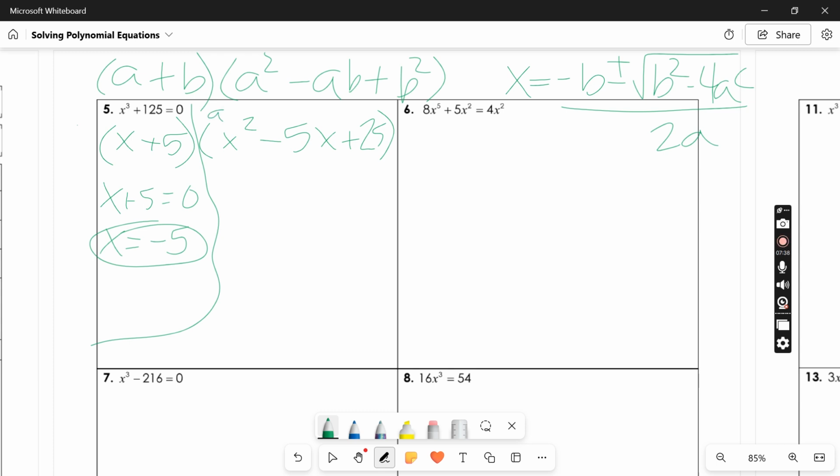So our a is the number that's in front of x squared, b is the middle number, and c is the last number. So I'm going to say x equals negative of negative 5 plus and minus the square root of negative 5 squared minus 4 times 1 times 25, all over 2 times 1. And when I simplify this, I'm going to simplify it in stages.